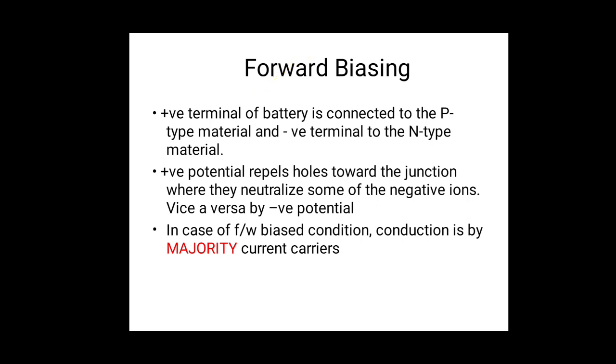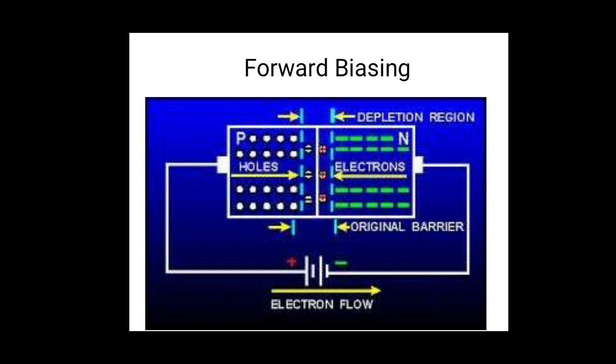So positive potential repels holes towards the junction, where they neutralize some of the negative ions. Vice versa, by negative potential. In the forward bias condition, conduction is by majority current carriers. See, this is the forward bias method.